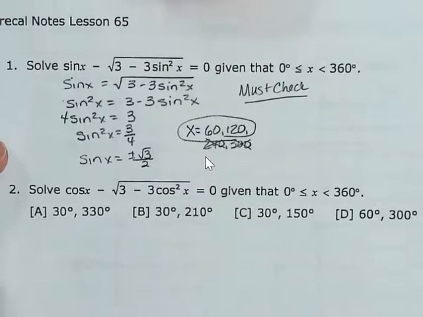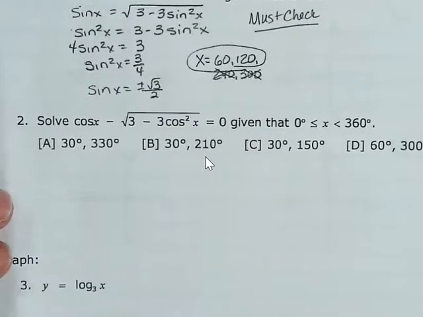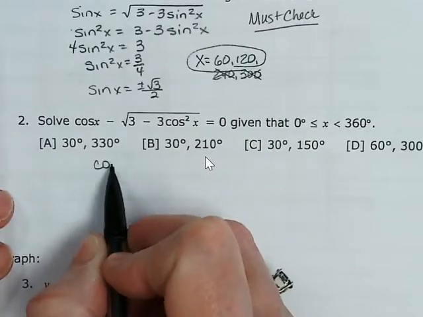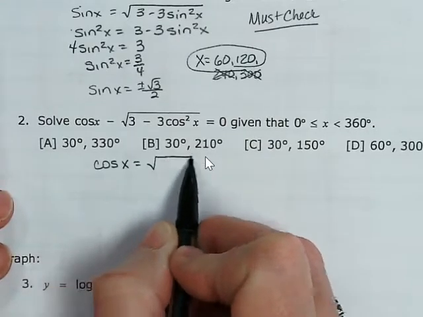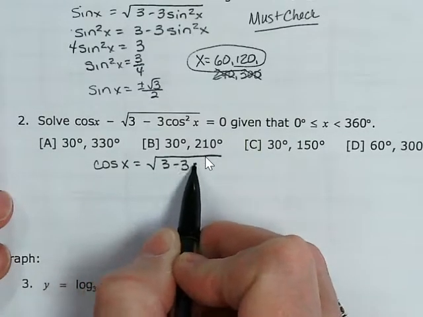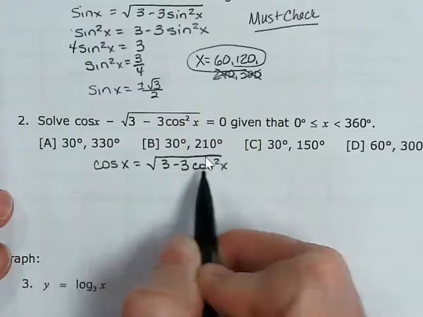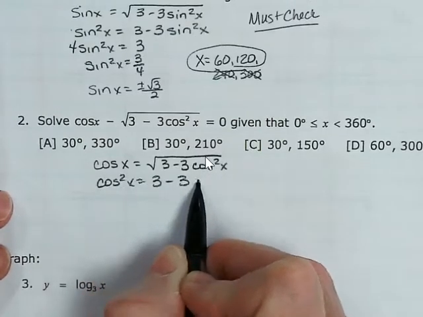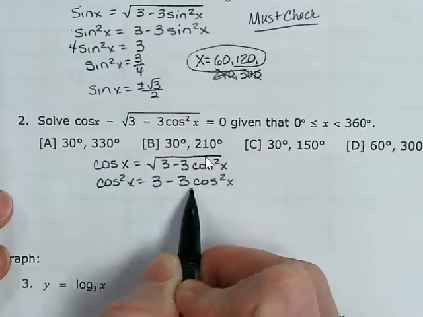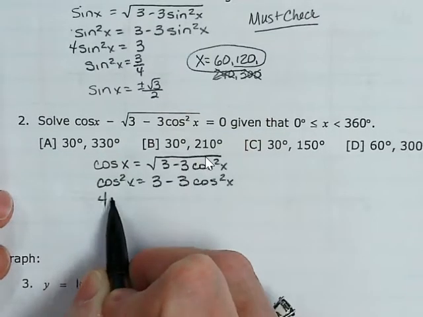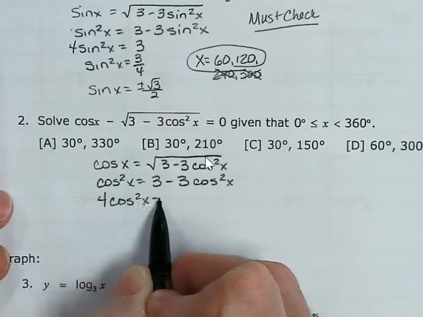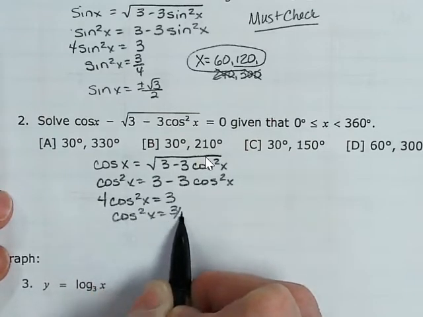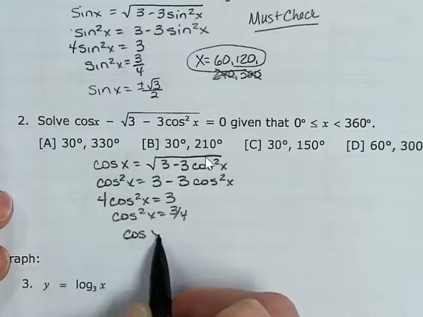Okay, so let's look at the next one, which is very similar, but it's the cosine function. So again, I will move this to the other side. Square both sides. Bring my like term over here. Divide by 4. And take the square root of both sides.